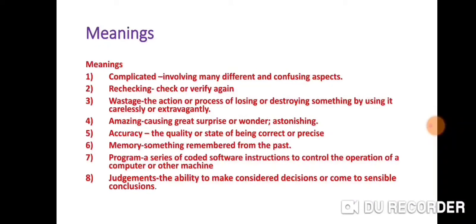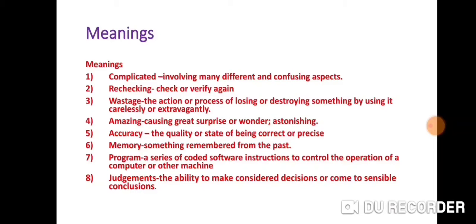We'll go through the meanings once, students, now. The first meaning is complicated. What do you mean by the word complicated? Complicated means involving many different and confusing aspects. Second one, rechecking. Rechecking means to check or to verify again. Third one, wastage. The action or process of losing or destroying something by using it carelessly or extravagantly. Fourth one, amazing. Amazing means causing great surprise or wonder, or you can also call it astonishing.